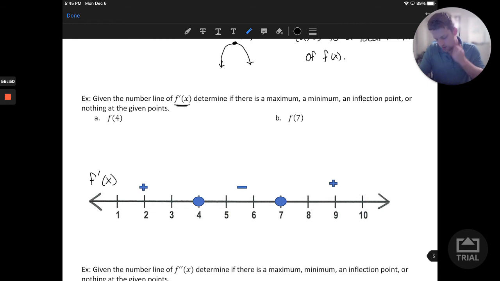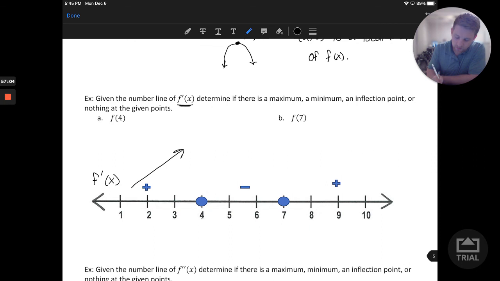So if our derivative is equal to 0 at 4, and we have an increasing or a positive derivative here, our function is increasing, the derivative is positive. In between 4 and 7, we have a negative derivative. That means our function is decreasing. And then from 7 onward, we have an increasing function or positive derivative.